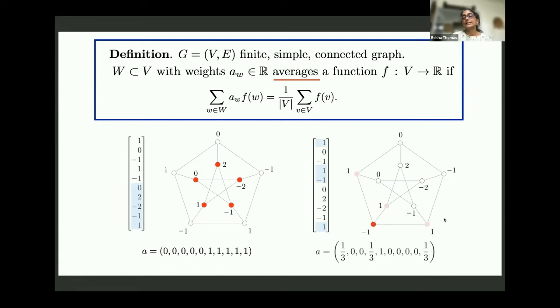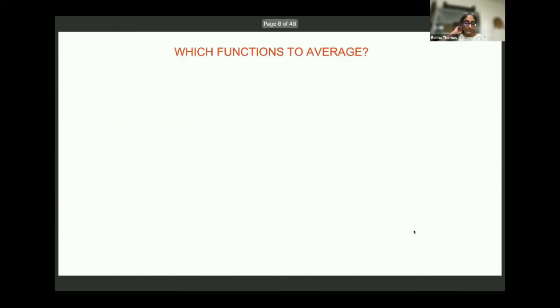And the second one is more versatile because we are not requiring it to be 0, 1, but it's non-negative. So non-negative will play a very important part in the talk as well. And the different colors you see here, the different shades of red, are going to indicate different magnitudes for the weights. Okay, so you'll see this type of picture again and again. Okay, so that's the notion of averaging a function.